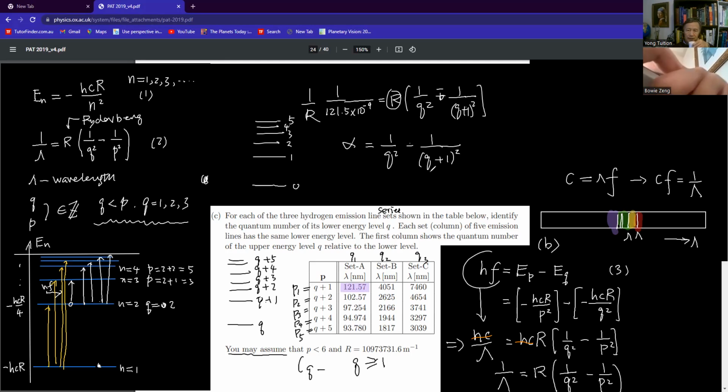Oh. Q must be an integer, right? Yeah, but it looks so complex. There's no solution. Well, can we jump to the second lambda? We can try these three to see which one can allow us to work out the positive integer for Q. Can we change the value for lambda? Let's go to set B.